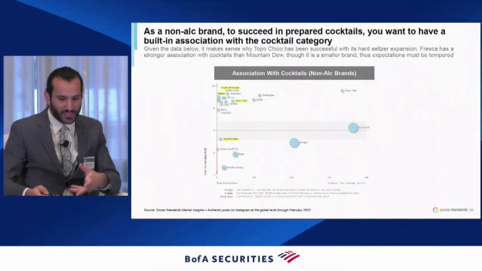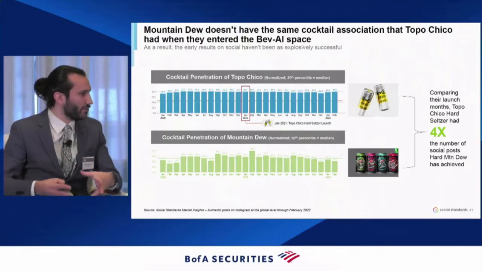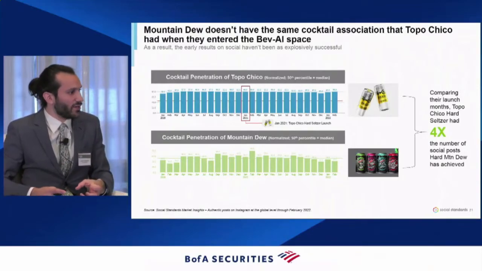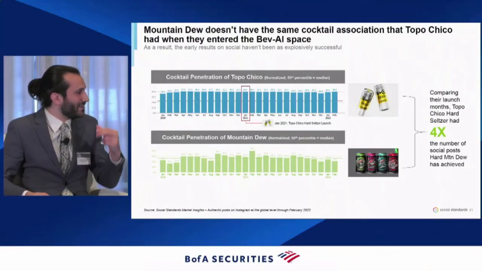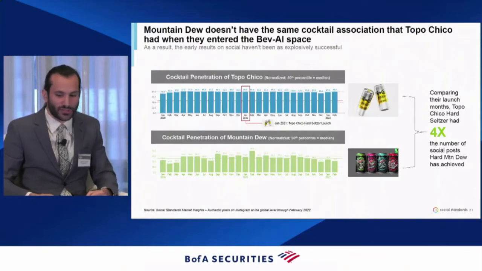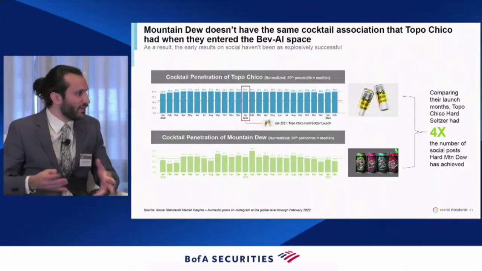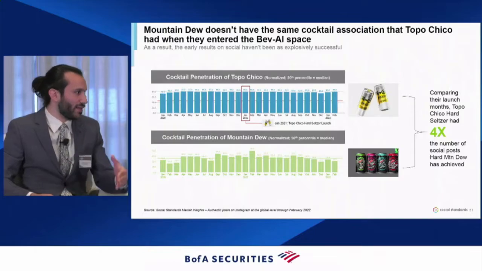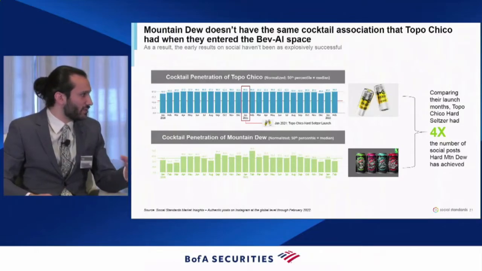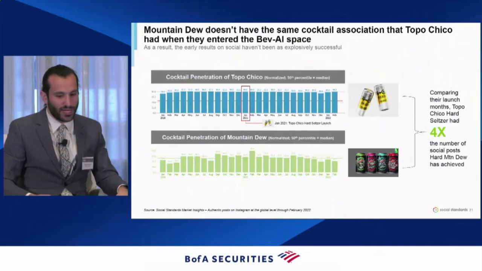And it seems as if early on, some of the early results we're seeing for Hard Mountain Dew, it's not near that level that Topo Chico is at. On the right, I'm just noting the first couple weeks of the launch and comparing that to where Topo Chico was at in its first couple weeks of the launch. Topo Chico has about 4x the amount of social conversations during that period that Hard Mountain Dew had.